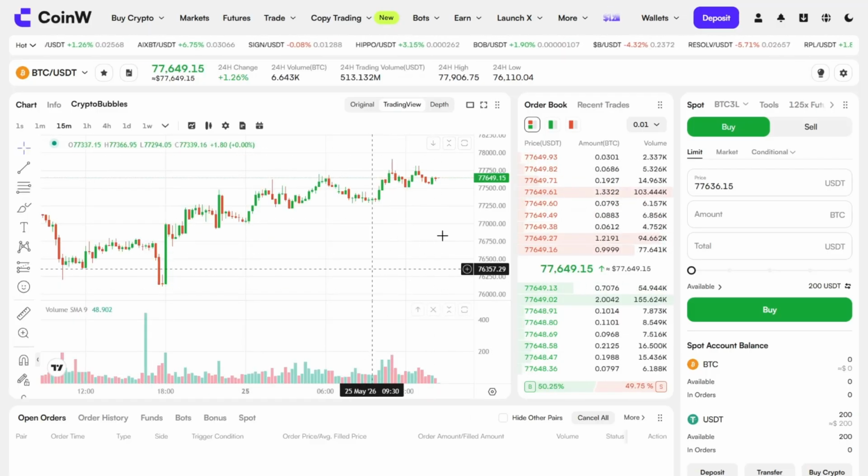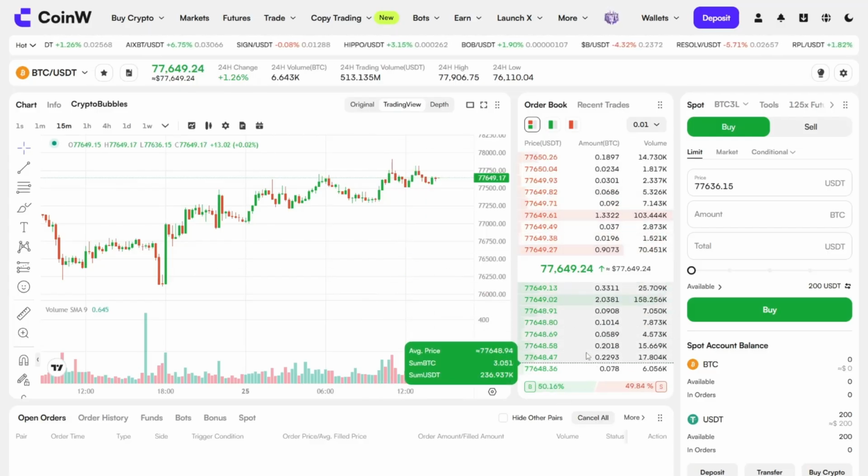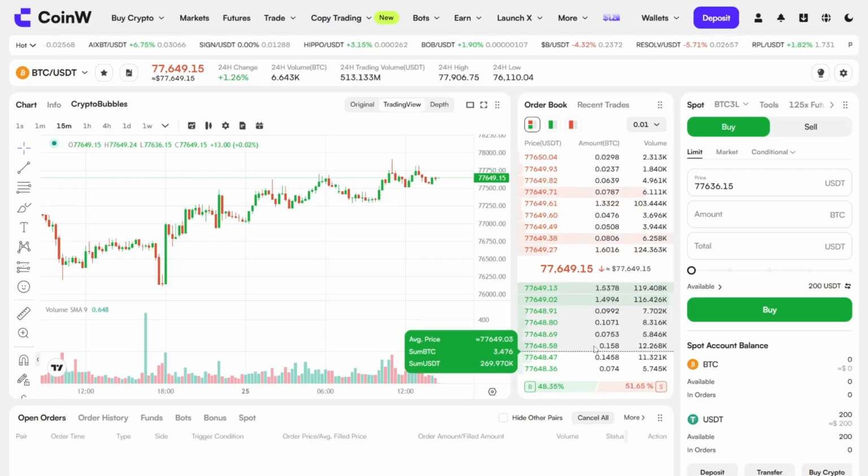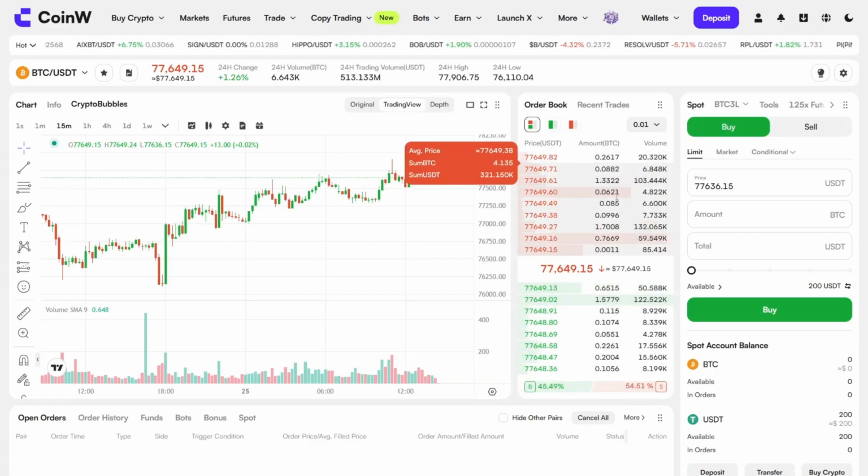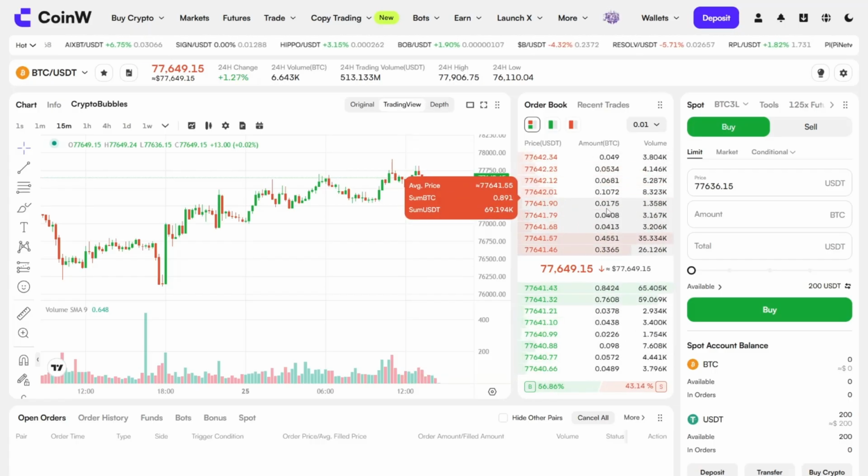On the right-hand side of the chart, we have the order book. It shows all the current buy and sell orders on the exchange. The green represents buy orders and the red represents sell orders. The order book can help traders see supply and demand at different price levels while also giving you a sense of the asset's liquidity, meaning how much buying and selling interest there is at each price.